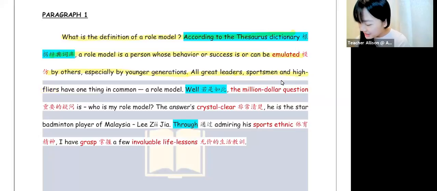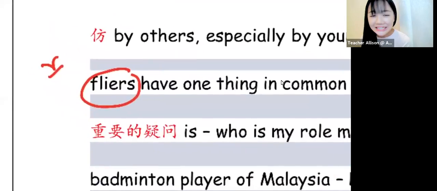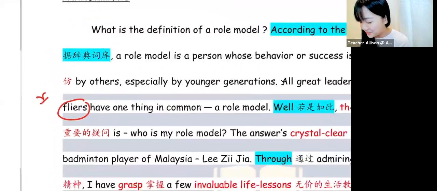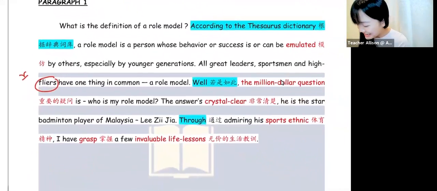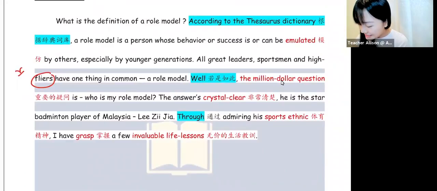High flyers. So basically, everyone, you can just imagine somebody who is flying. If that person has the ability to fly, it means that they are quite capable of doing their thing. So basically, this is a bird that's flying. Yep, my version of a bird, a role model. So basically, high flyers have one thing in common, which is they have a role model. This one is our introduction and explanation.